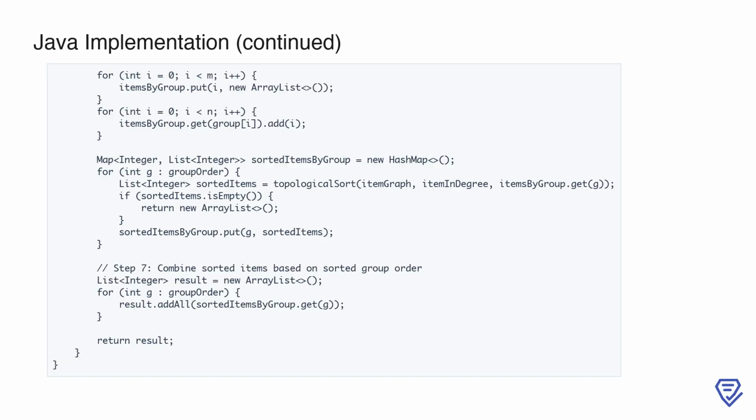Finally, we construct the overall result by iterating through the sorted group order and appending the sorted items of each group to the result list. This ensures that both group-level and item-level dependencies are respected in the final ordering. Once all groups and their items have been processed, we return the completed result list, which provides the desired ordering of items while adhering to both the given dependencies and the group structure.